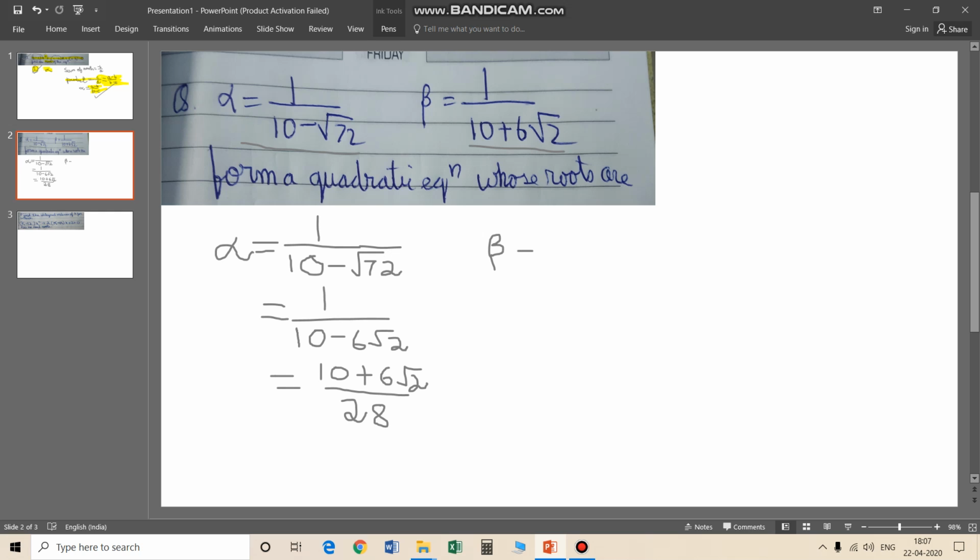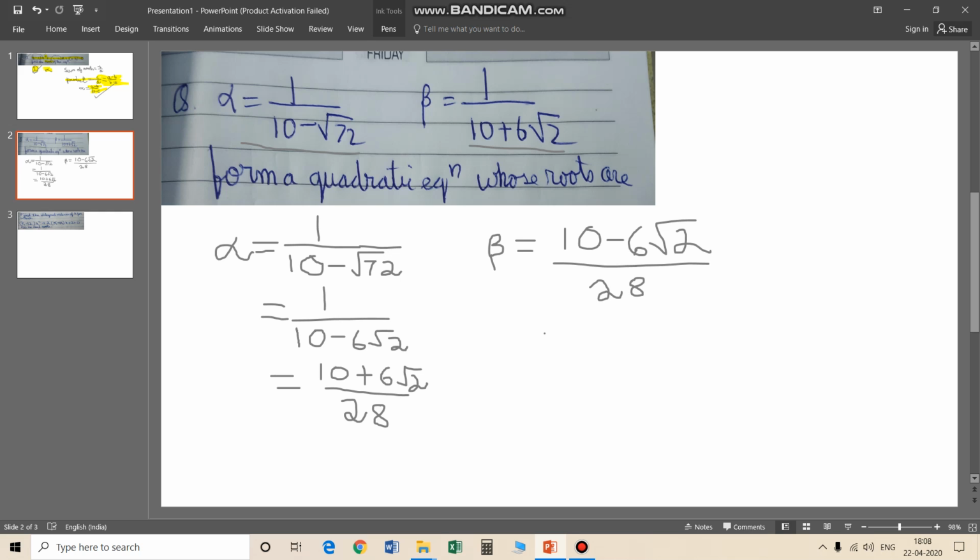Let's find the value of beta. I will not show such steps. I will directly write 10 minus 6 root 2. You must calculate this yourself. I will explain the process. 10 minus 6 root 2 by 10 plus 6 root 2 into 10 minus 6 root 2 again. A plus B into A minus B, which comes to be equal to 28. This is the value. Now alpha we have got, beta we have got by rationalizing.